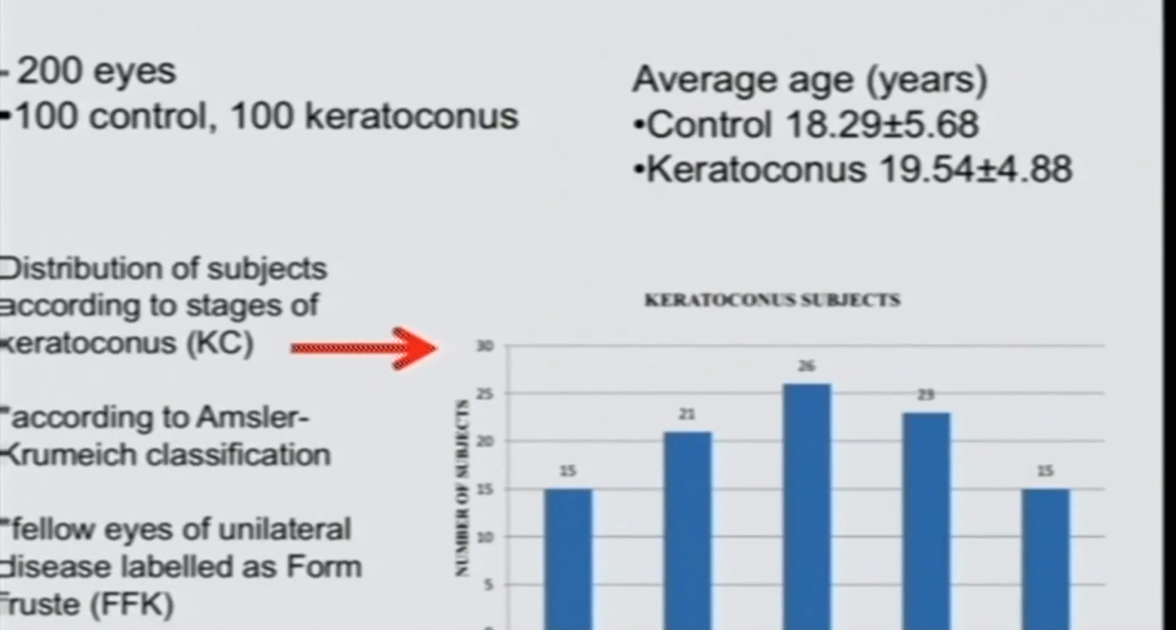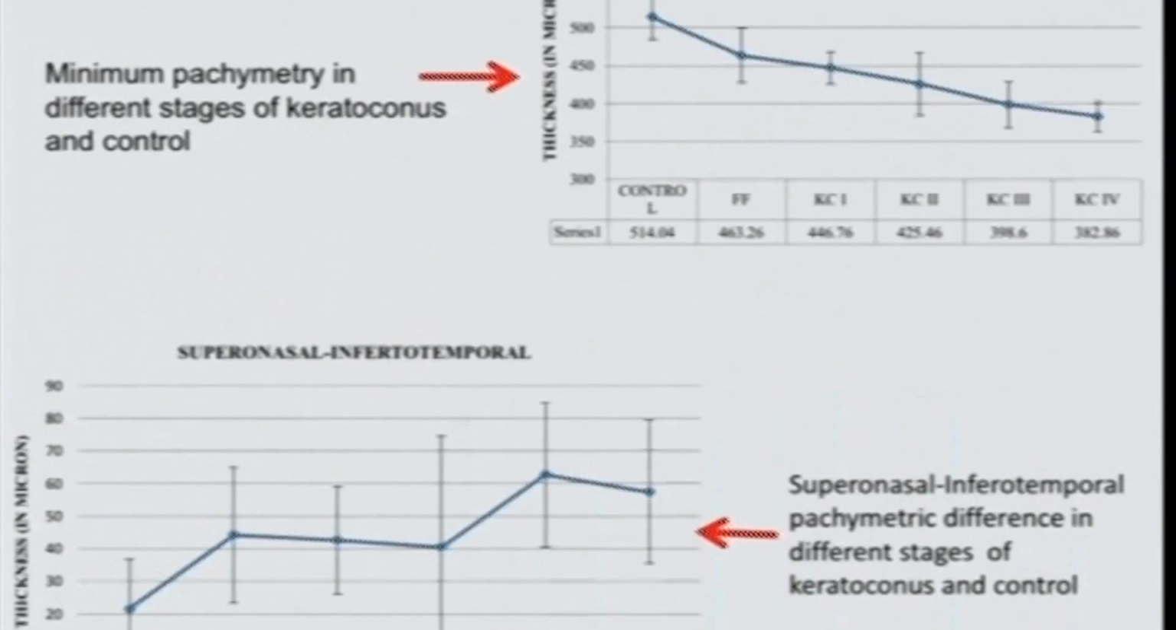These are the results of our study. The subjects were distributed in different grades of keratoconus according to the Amsler-Krumeich classification, and fellow eyes of unilateral disease were labeled as forme fruste according to the definition proposed by Amsler. In the pachymetric analysis, the minimum pachymetry showed a decreasing trend with increasing stages of keratoconus, which is a well-established fact. However, other pachymetric variables did not show a specific trend.